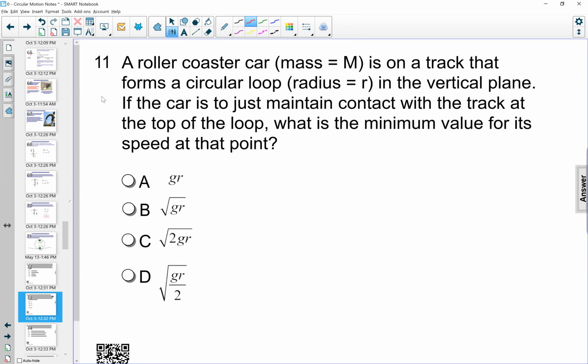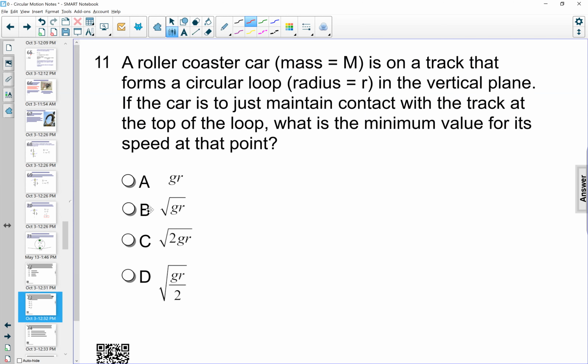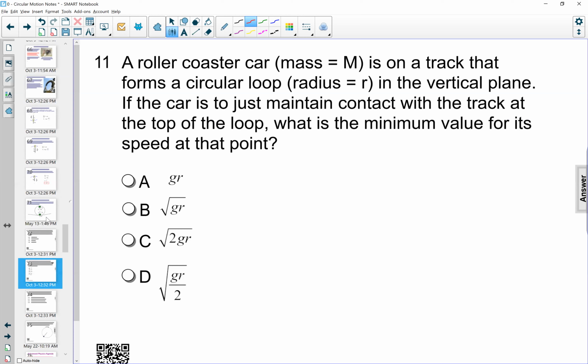Got some agreement, several people picking B. Even though this was a bucket scenario in this slide, it's the same idea. When it's minimum velocity, that means there's no tension in the bucket. That means there's no normal force for the roller coasters. It's just mg. So if we solve for v, it's going to be square root of gr. So that would be selection B, the square root of g times r. That would be the minimum velocity at which the normal force is 0 and the roller coaster is just going to go through based on its own weight.